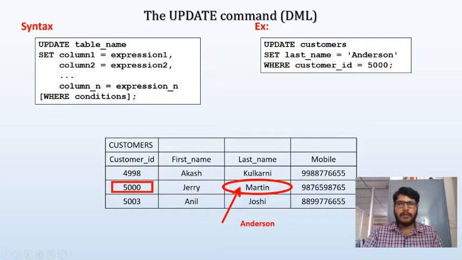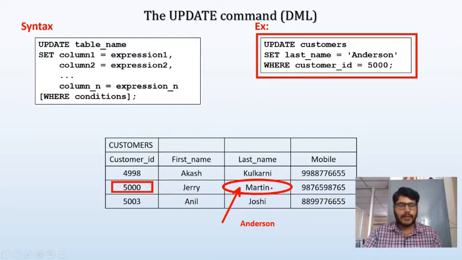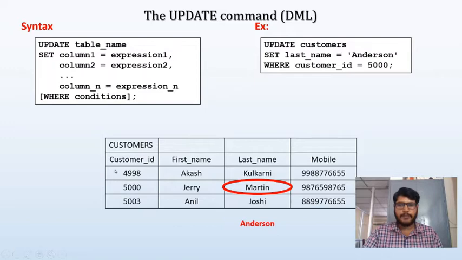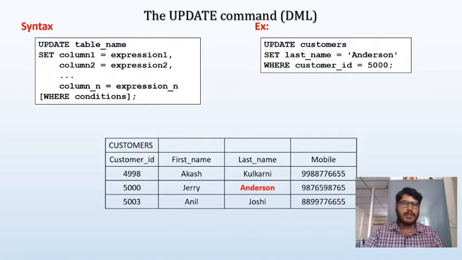So when we execute this particular statement, then it will modify this particular value as Anderson like this. So this is how we can update the existing record by using update command. Let us see one simple demonstration by executing a simple update statement.